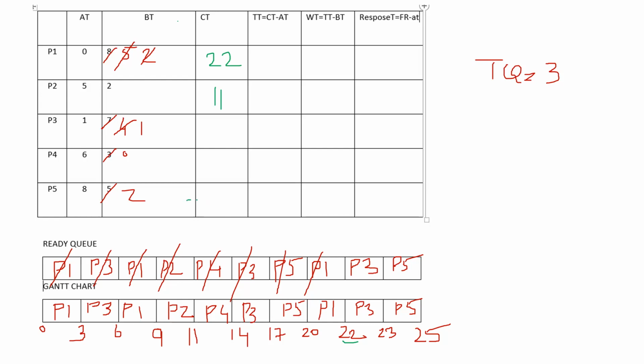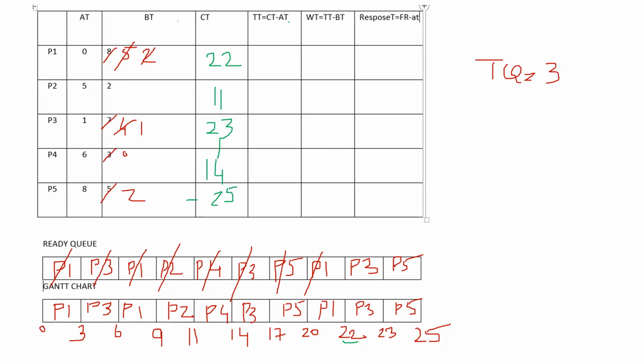So you write here 23. Now, where is P4 completed? P4 is completed here at 14. P5 is completed at the last, 25. Like this you are writing the completion time. When the process is completing, you have to see the Gantt chart and write it.